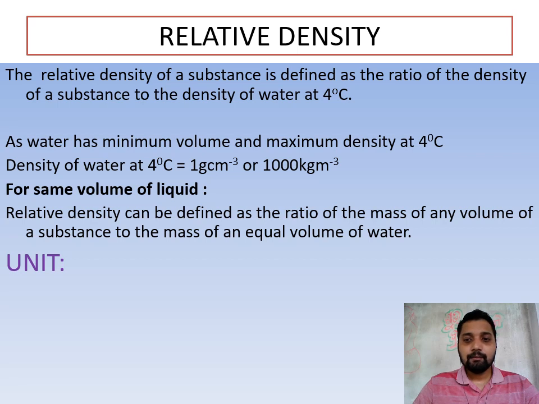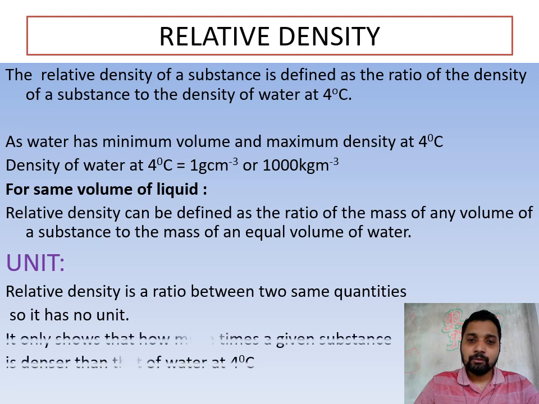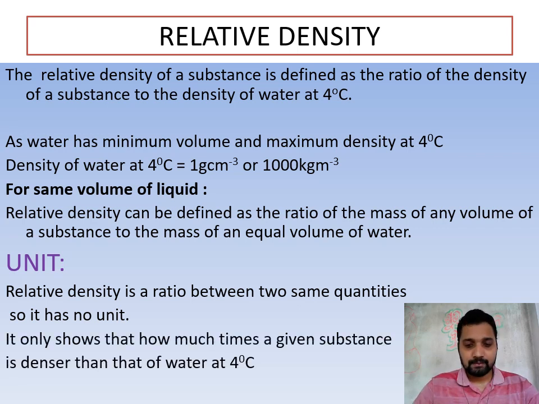We will come to the unit. Relative density is a ratio, and a ratio does not have a unit. Means relative density does not have any unit because it is a ratio. By relative density, what will we be able to know? Relative density will show us how many times this given substance is heavier or lighter than water at 4 degrees Celsius. Means it is heavier than water or lighter than water.